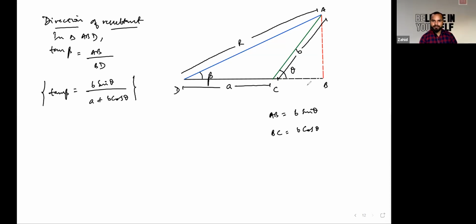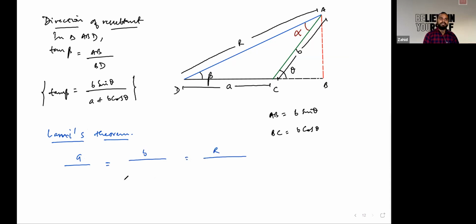Similarly, let's say this particular angle is alpha, this is beta, and this is theta. So I'm defining another relation to define A, B, C, which is called Lami's theorem. A divided by sine alpha equals B divided by sine beta equals R divided by sine theta. We have this vector as A, so opposite to this is alpha, so it will be sine alpha. We have this as B, opposite to this is beta, so it will be sine beta. And this is R, opposite to this is theta, so it will be sine theta.